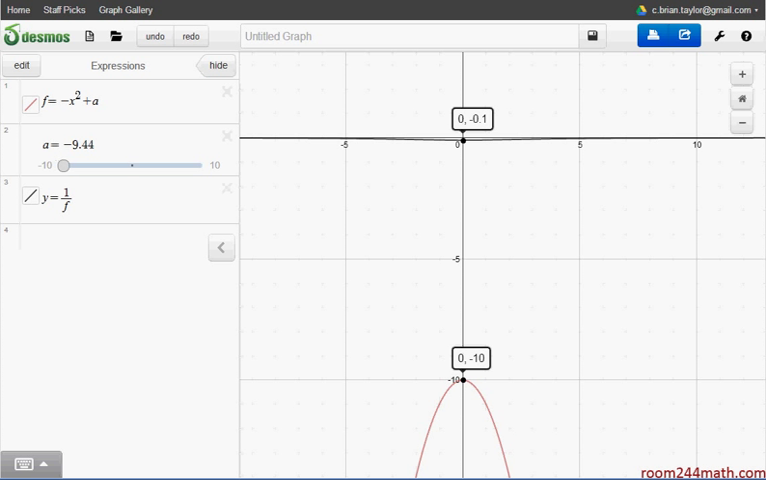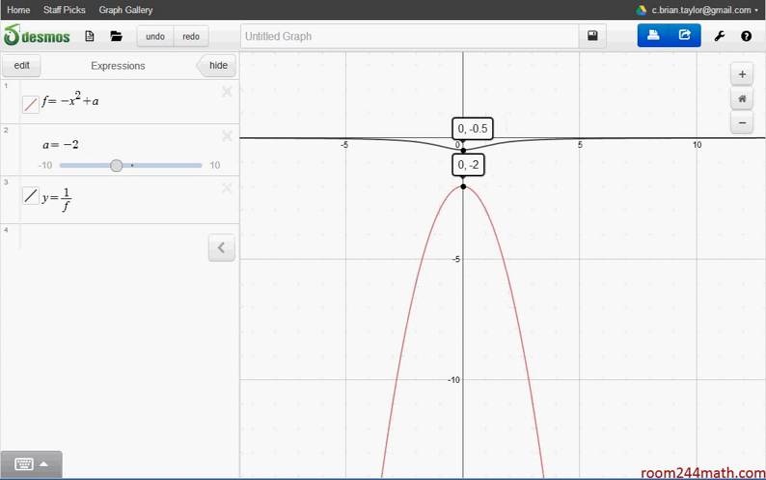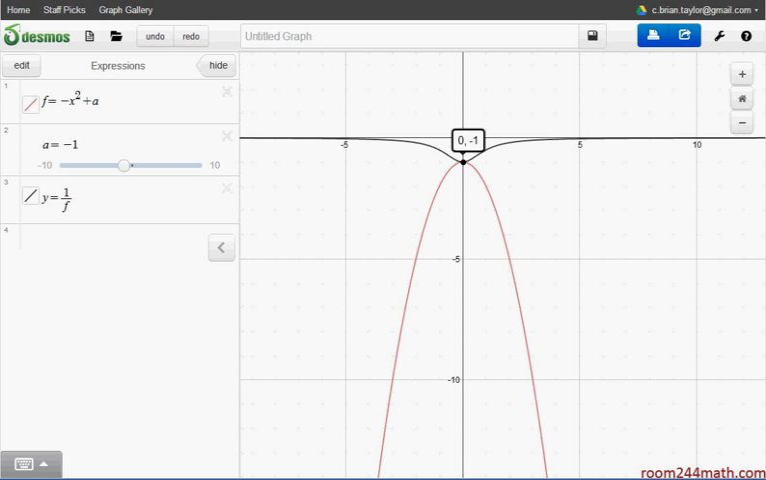When it's, let's say, negative 1, you can see that the two functions meet, which is always the case for all reciprocal functions. Whenever the y value is negative 1 or positive 1, they cross. And so here the vertex of the parabola is negative 1, and sure enough the reciprocal function comes up to meet it and has a minimum value at 0, negative 1.